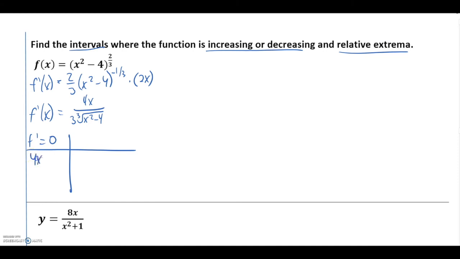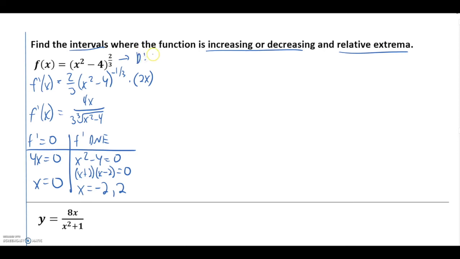So find our spots where this is equal to 0. Well, this is a fraction, so that would be where the numerator equals 0, which happens at 0. And the does not exist is anything that makes that denominator equal to 0, which will be when x squared minus 4 equals 0. And you can factor it, solve for x either way. We will get that this derivative does not exist at negative 2 and positive 2. But notice how the domain for the original function is all real numbers, so we can still have extrema at negative 2 and positive 2.